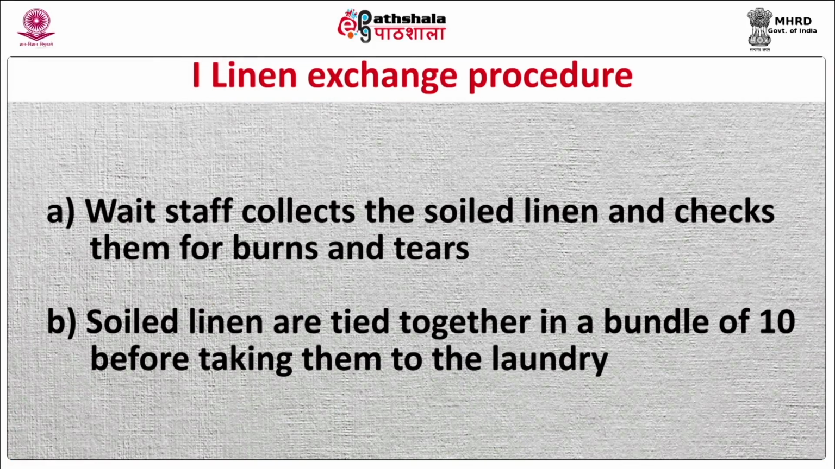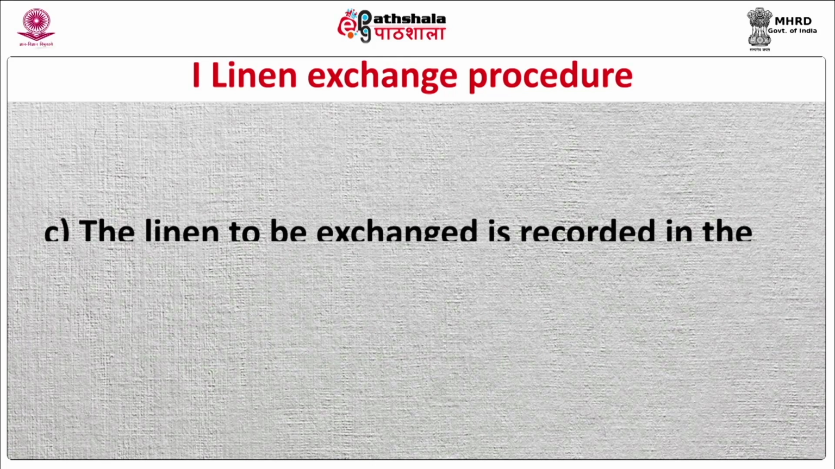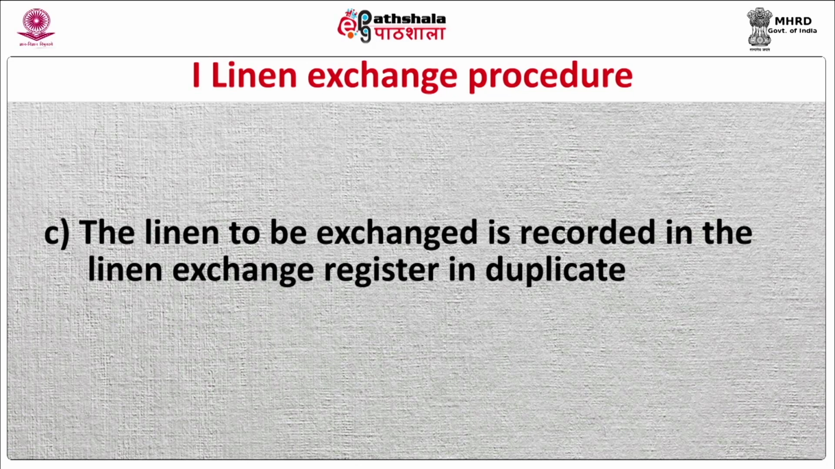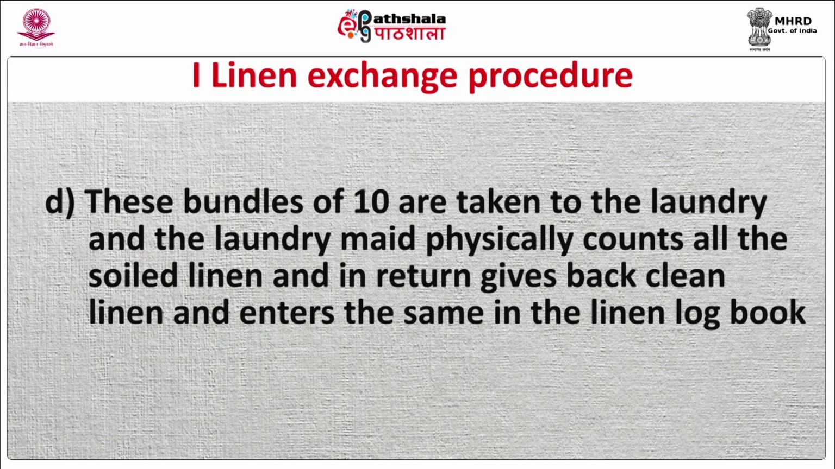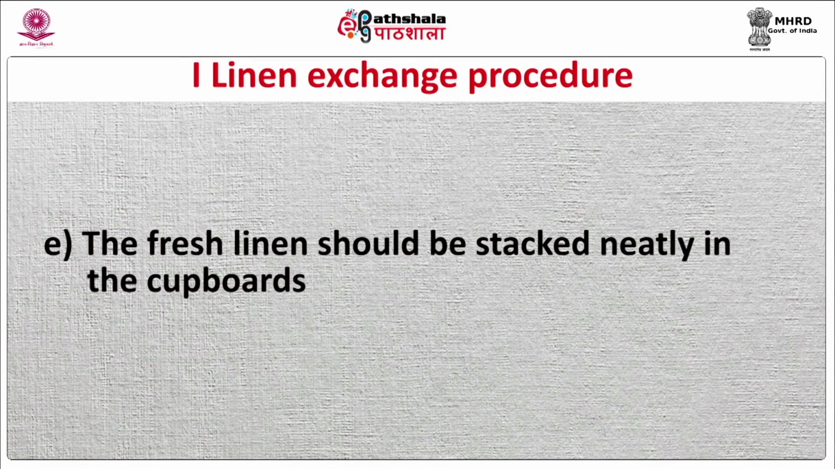Wait staff collects the soiled linen and checks them for burns and tears. Soiled linen is tied together in a bundle of 10 before taking it to the laundry. The linen to be exchanged is recorded in the linen exchange register in duplicate. These bundles of 10 are taken to the laundry, and the laundry maid physically counts all the soiled linen and in return gives back clean linen and enters the same in the linen logbook. The fresh linen should be stacked neatly in the cupboards of the pantry.